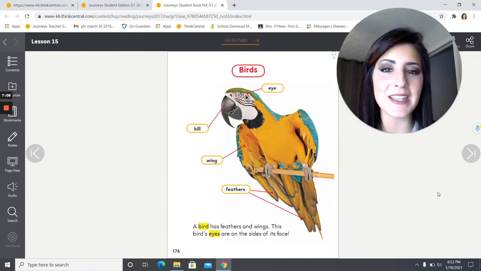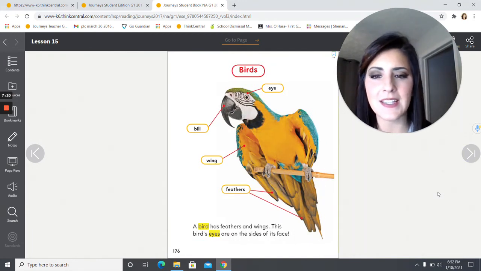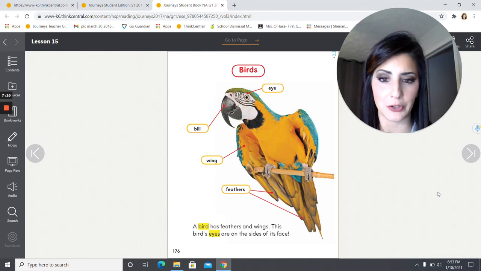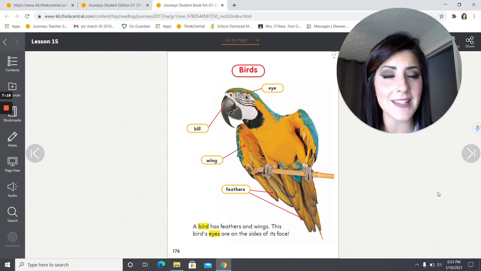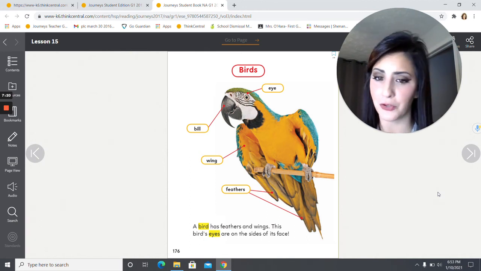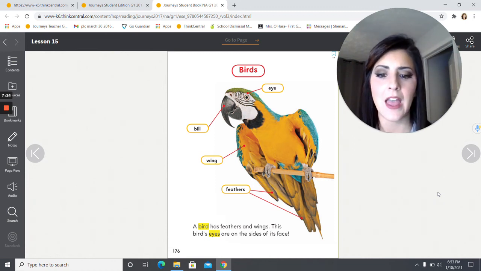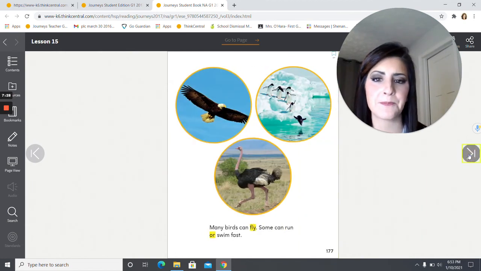Okay, next group is birds. So you can see how birds, they have a beak, right? And that's something that makes them different from all other animal groups. And they also have wings and feathers, which no other animal group has. A bird has feathers and wings. This bird's eyes are on the sides of its face.